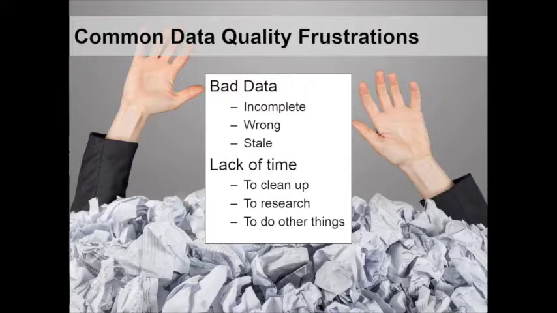Or maybe this data is just stale. I've got a contact that's been in my database for 10 years, and I have no idea what's going on with them. Maybe they're in the same company, but maybe they've changed jobs. Maybe they've switched jobs. What's going on with it, and what can I do to help alleviate that?